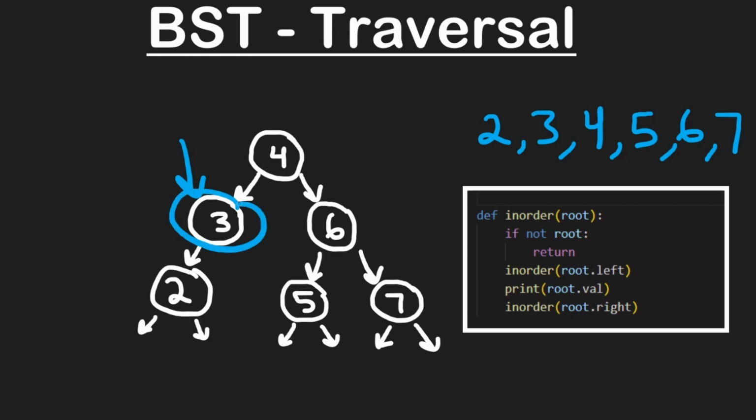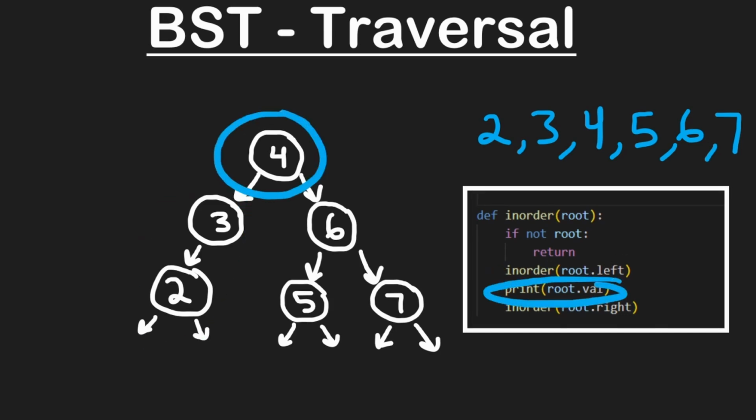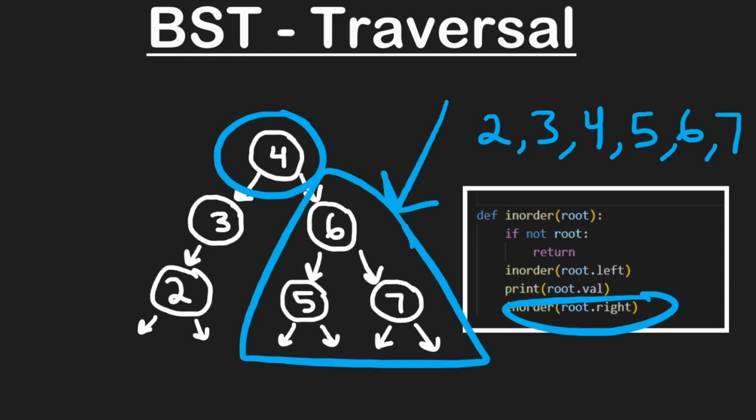We're back up to 3. We just processed its left subtree. So now let's print 3 and then do its right subtree. It doesn't have one over here. So you probably get the idea at this point. We go to 4. We've already done its left subtree. So now print 4 and then do the entire right subtree. So recursively, we would do the exact same thing here.